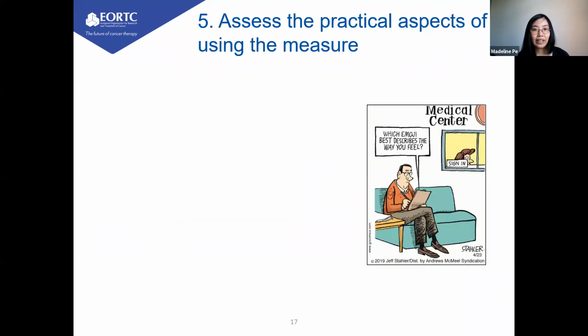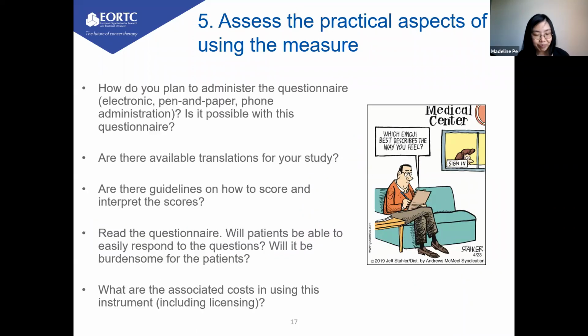And finally, next, please. You also need to assess the practical aspects of using the measure. So how do you plan to administer the questionnaire? Is it through electronic, pen and paper, or phone administration? Is it actually possible to do all of this with the questionnaire? Because you have to think that there may be patients with visual or hearing impairments, or that these questionnaires have to be given remotely. So is there a possibility to administer this questionnaire to these patients?